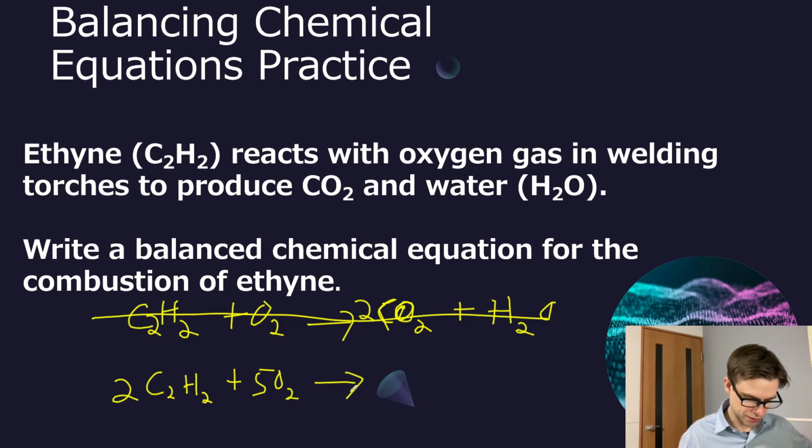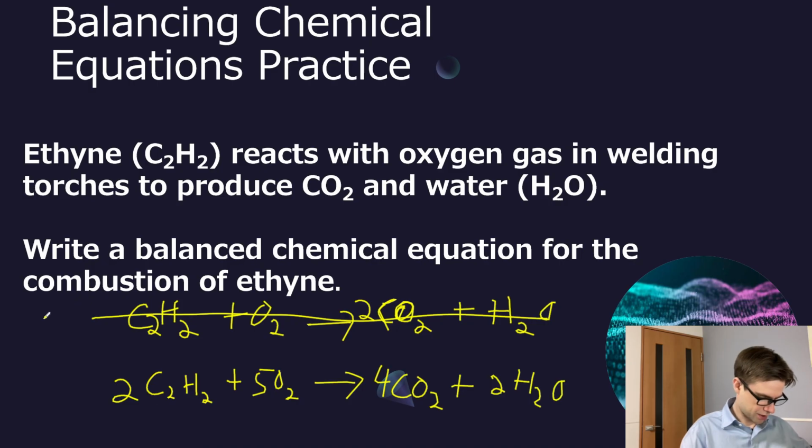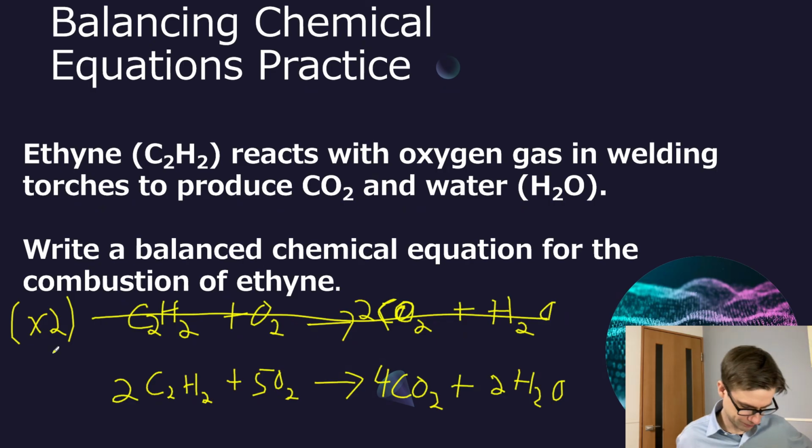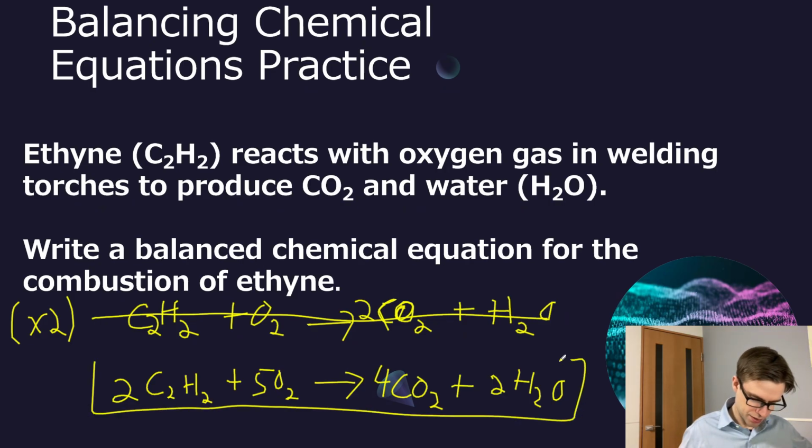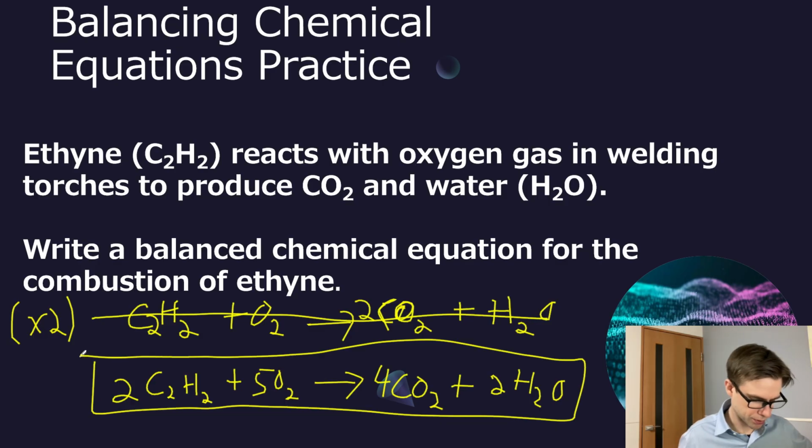I'm not writing states here, I just don't think it's that important. So I had 2 CO2, it's going to actually become 4 when I double it. And I had 1 water, but I need to double that as well. Okay, so I had to double this to get whole numbers. And then that should be the balanced equation with the lowest possible whole numbers.